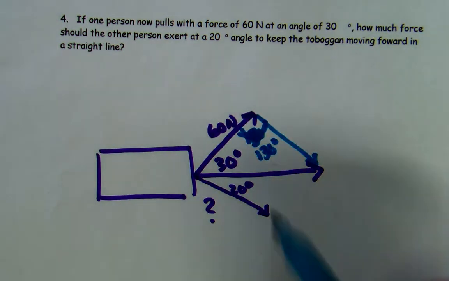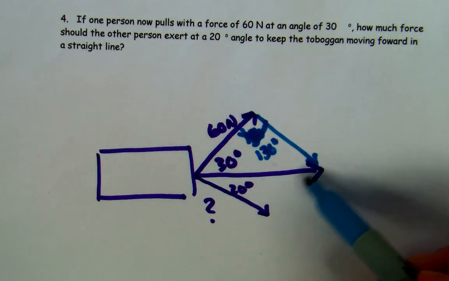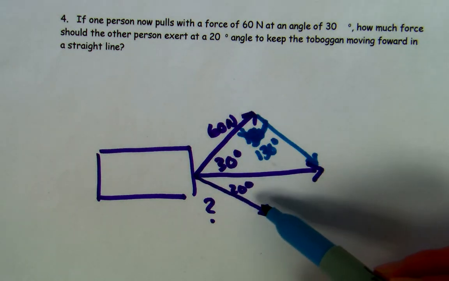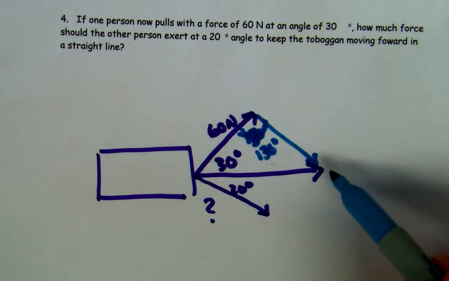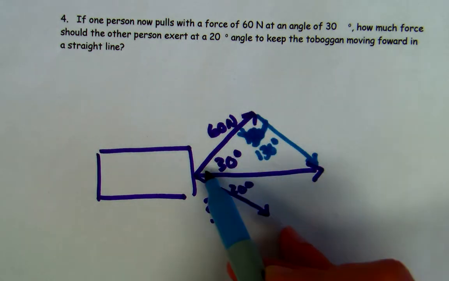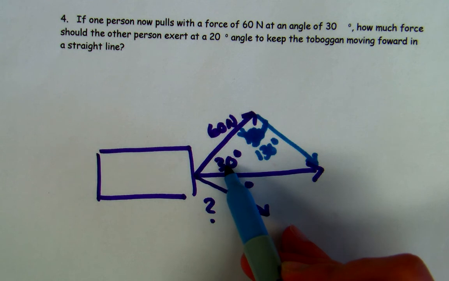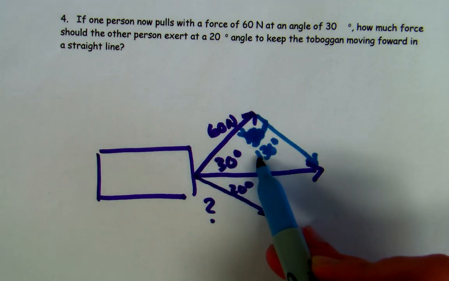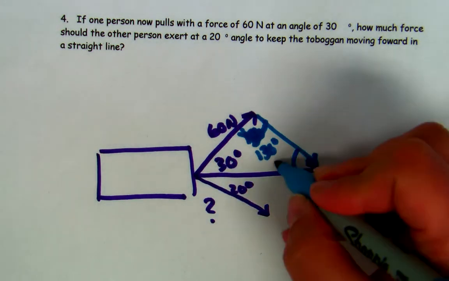Now the problem with this one is I don't know what the resultant is. I can't carry forward the 113 newtons because we've changed this angle. So we don't know that there's 113 newtons acting forward. However, I have a triangle here, and I know that there's 30 degrees there and 130 degrees there. So then that will be 20 degrees.